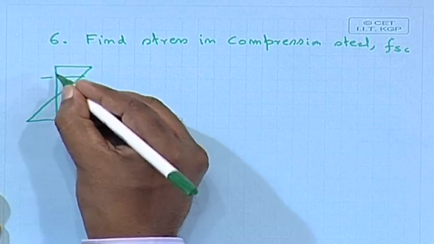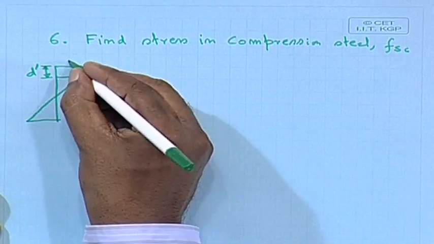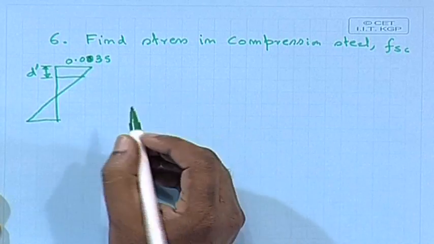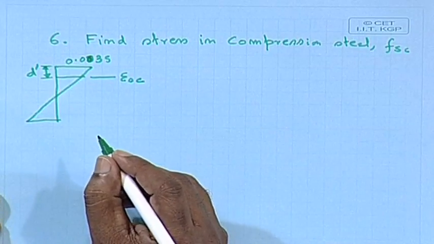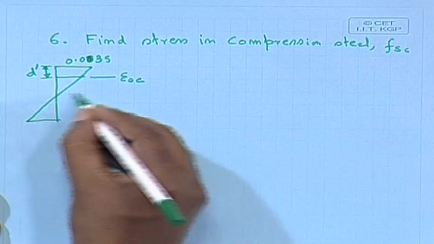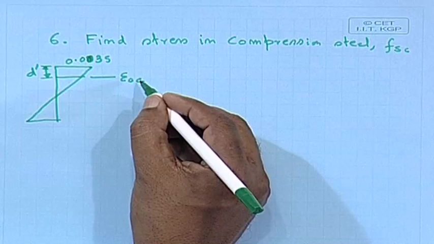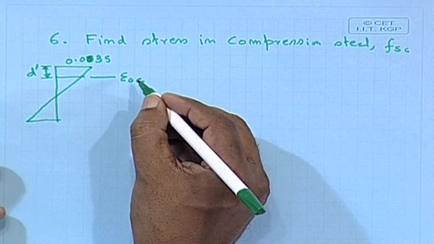This is at a distance d dash, and this is 0.0035. We can get the corresponding strain in the steel level, epsilon SC. When we get epsilon SC, either from the curve or from the table that we have made, from there we can find out the corresponding stress FSC. If we can get FSC, we can get the area of steel.